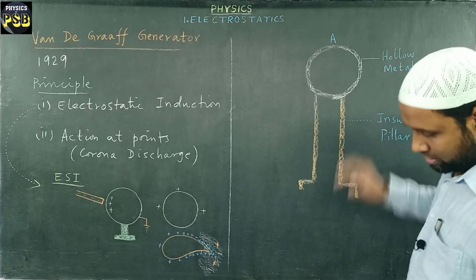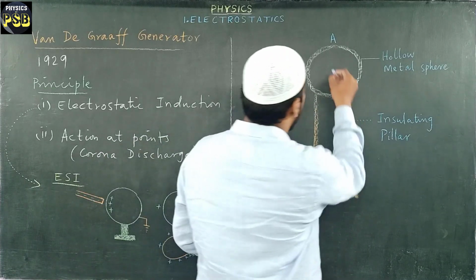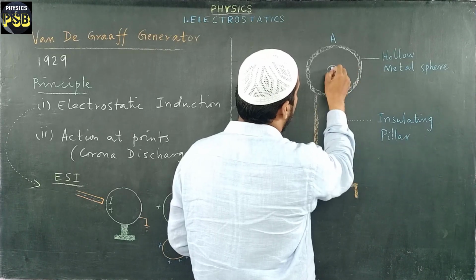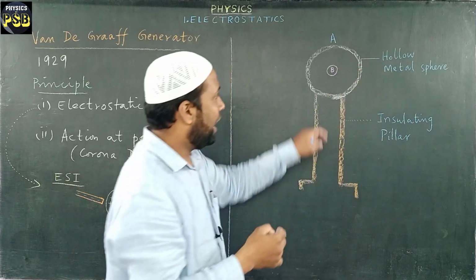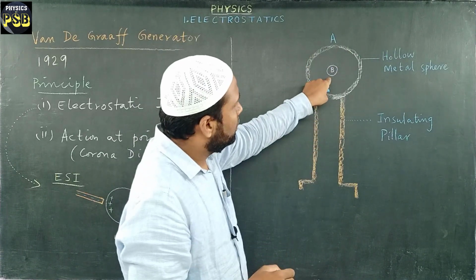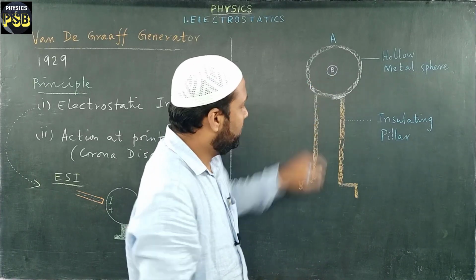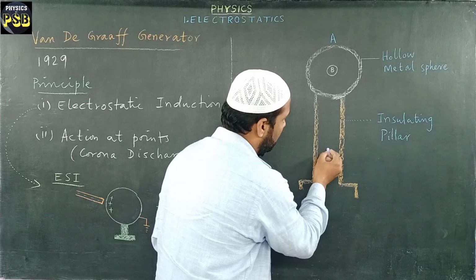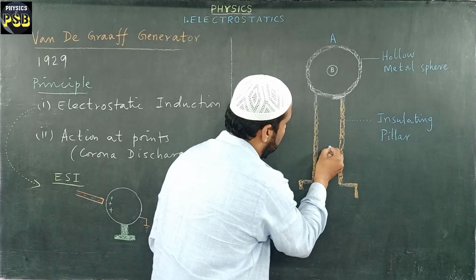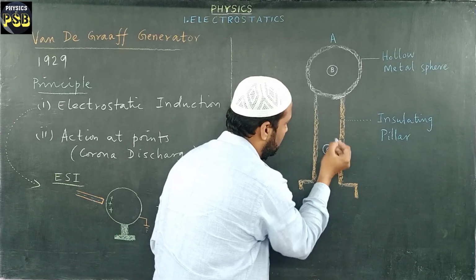Alright? Then, if you look at the inside, you will find there is a pulley. Pulley B is placed at the center of this hollow metal sphere, and you will find one more pulley exactly below this pulley B, placed within this insulating pillar. See? It is named as C.